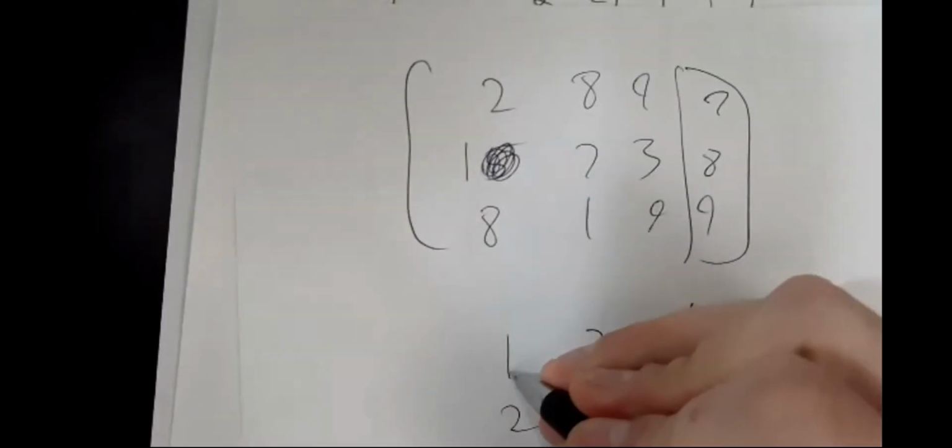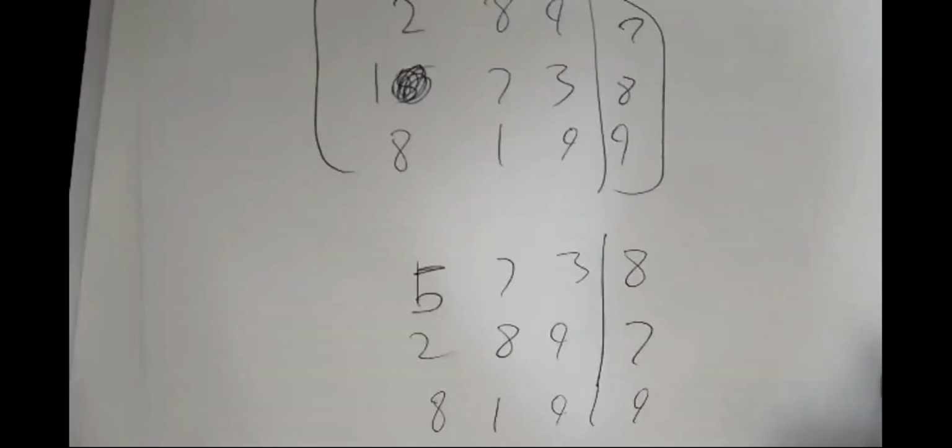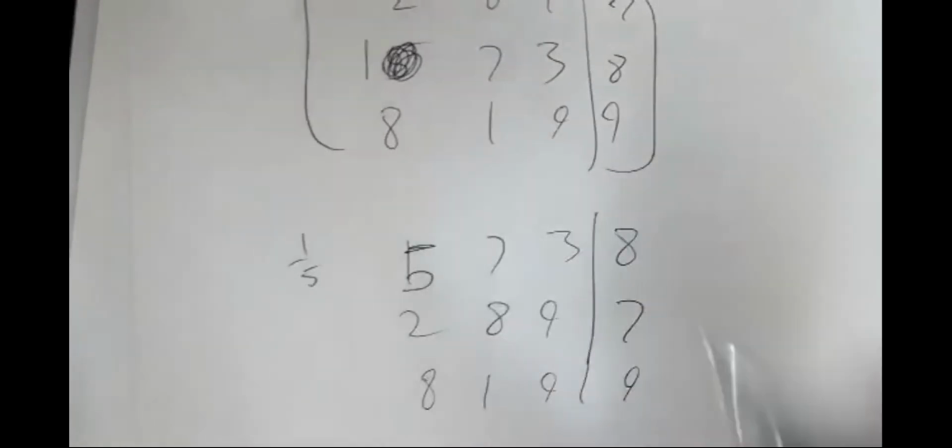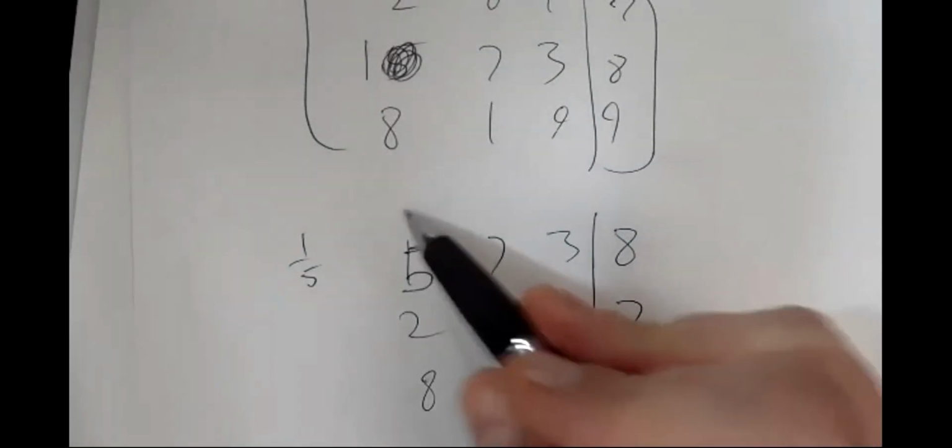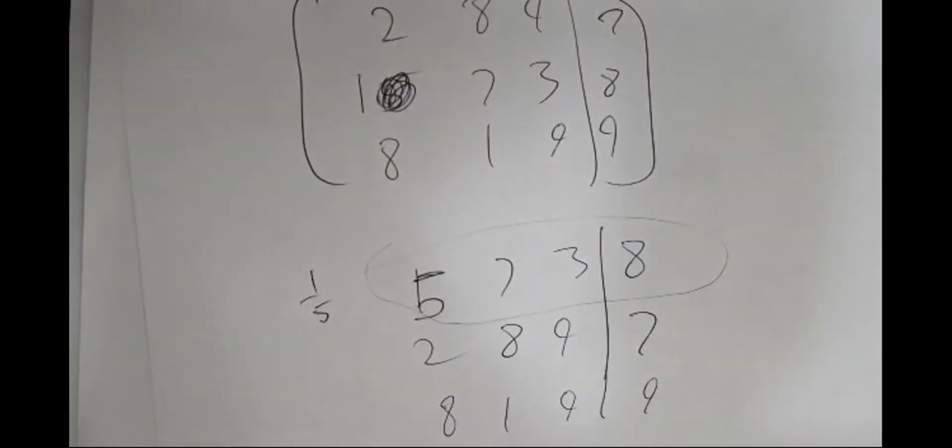But even if it wasn't a 1, if it was a 5, right? The first thing we would do is multiply 1/5 by this entire row. So when we make things 1, we're typically just multiplying the entire row. I think that's typically how we do that. When we make things 0, we have to multiply and add.